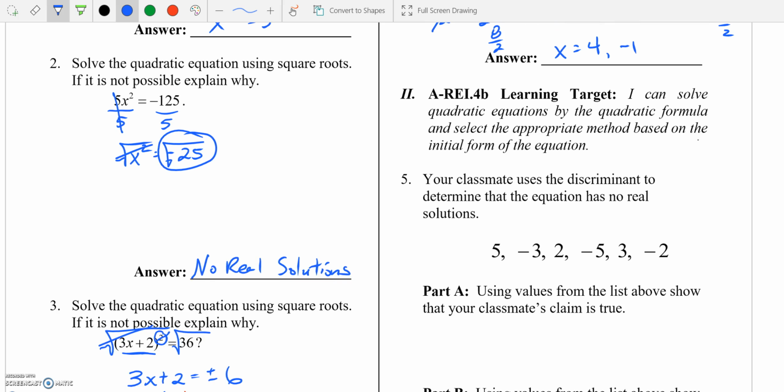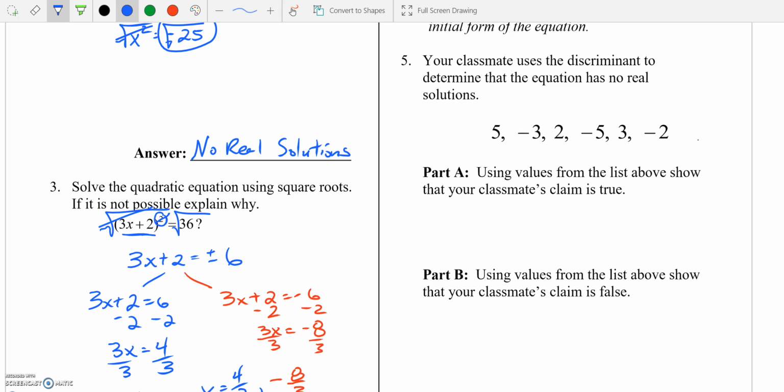Next, number 5. Number 5 was a little bit tricky. It says your classmate uses the discriminant to determine that the equation has no real solutions, and we're given these numbers, that's all we're told. So part A: use values from the list above to show that your classmate's claim is true.